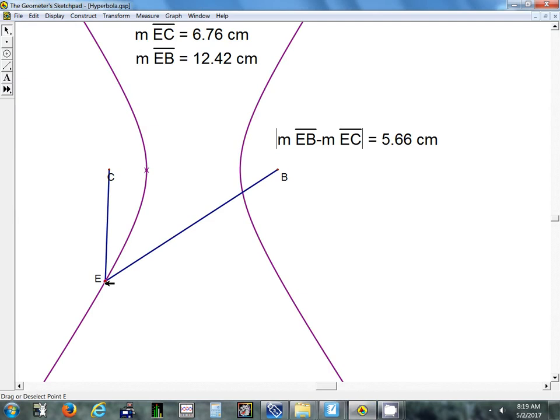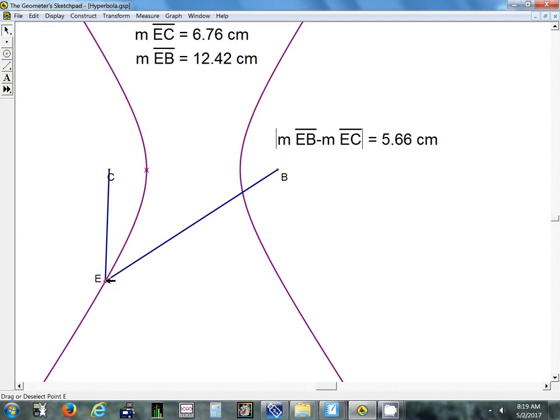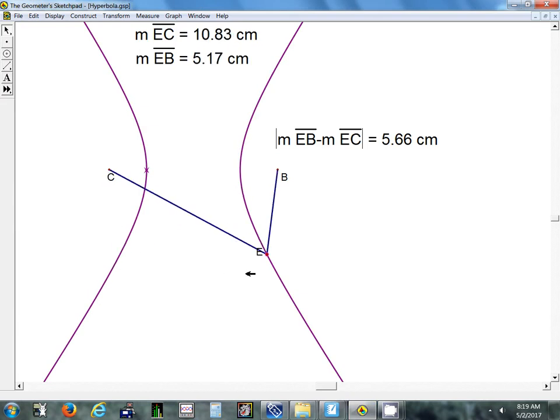So no matter where I drag this point, and, well, I need to highlight just the point, not the segment. Might have to do it from the computer. Let's see. Nope, I got it. And if I go over to the other branch, same thing. You can double check it. If you take those two numbers and subtract them, you will get 5.66. Sometimes because of rounding, like 9 and 3, that does give you a 6, it's a little bit off. But the point is the difference of those two distances is always the same. Any questions on the definition of a hyperbola?